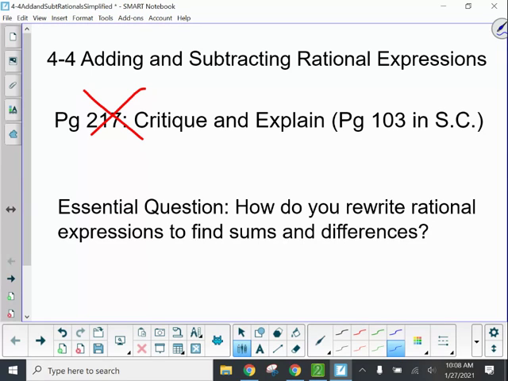Video for 4-4, adding and subtracting rational expressions. And with this, we have our essential question: how do you rewrite rational expressions to find sums and differences?